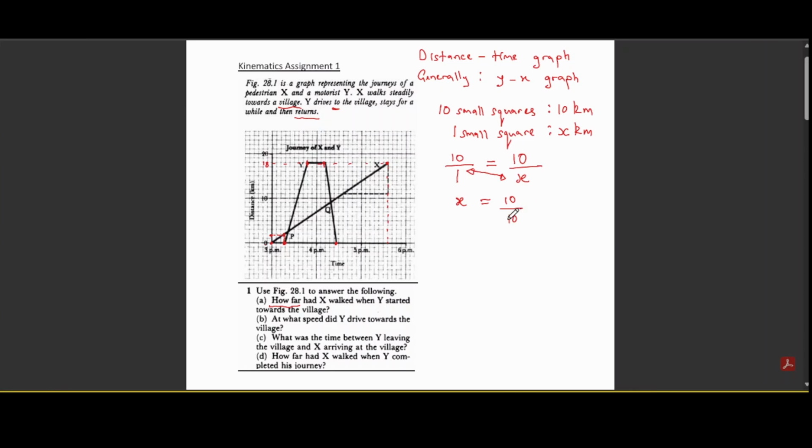So 10 into 10, then 1 into 1, meaning x is equal to 1. Write x is equal to 1, and then write "therefore", repeating the statements of proportion. The 10 squares, of course, you can say small squares are 10 kilometers. Okay.